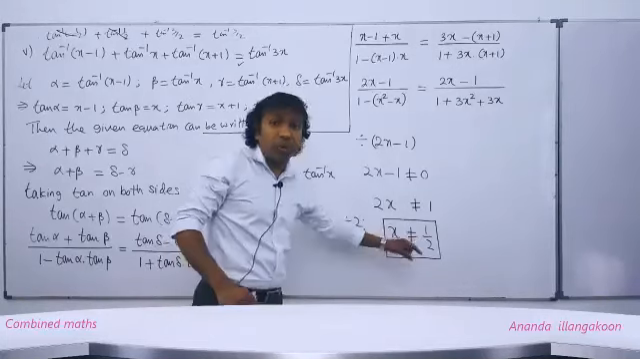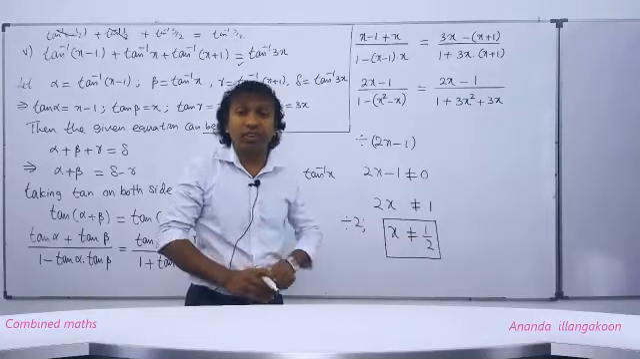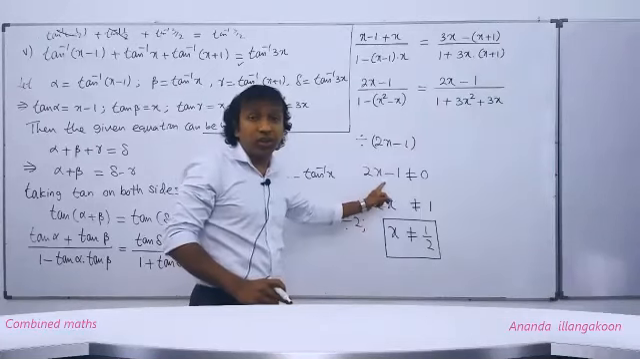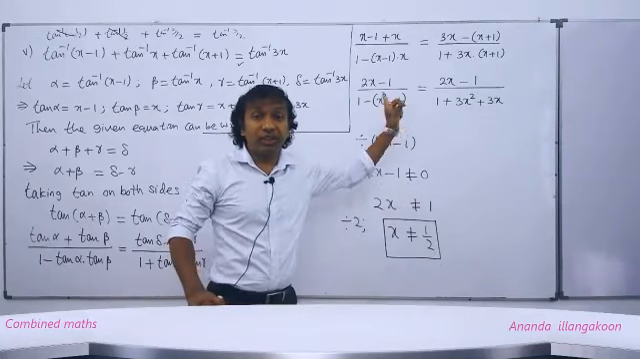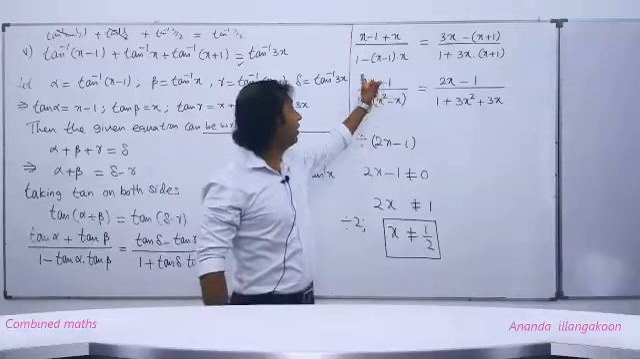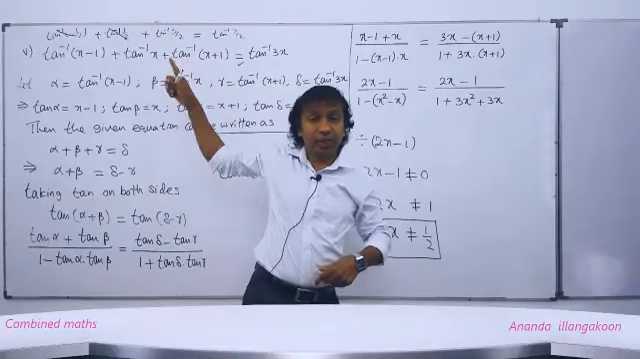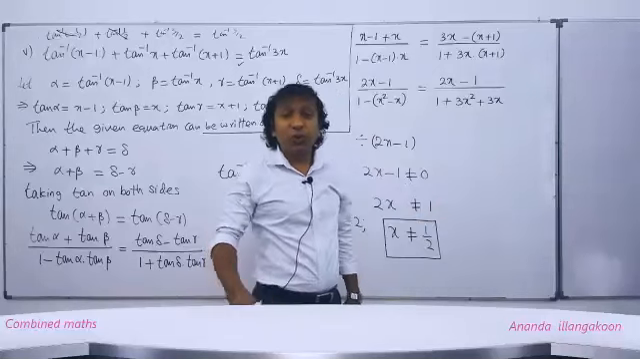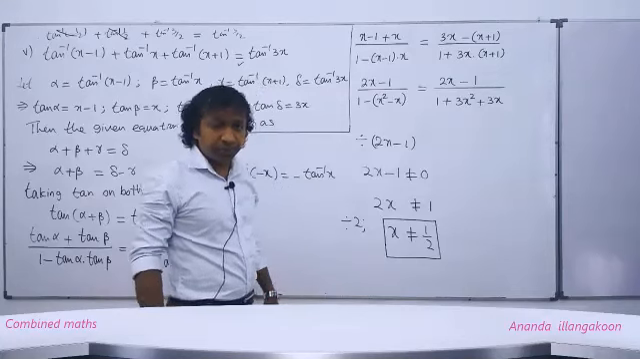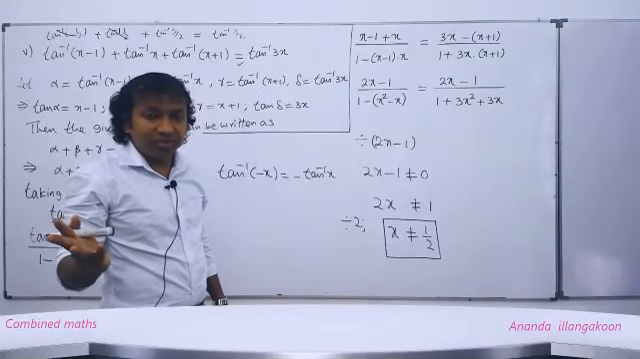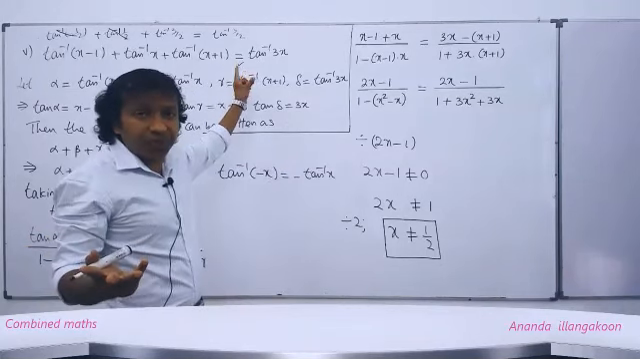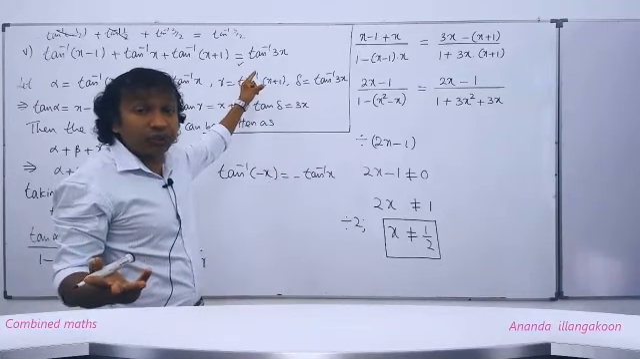Therefore x not equal to half is wrong. X equals half is possible. If x equals half, what happens? This 2x minus 1 equals 0. If you cancel down 2x minus 1 from both sides without checking like this, you will miss one solution of this equation and you drop marks. What is that solution? X equals half. Nicely we can show x equals half is a solution that satisfies this equation.